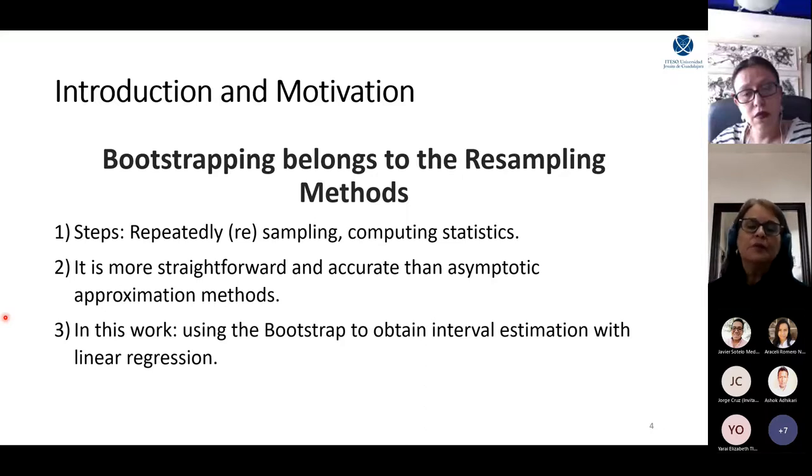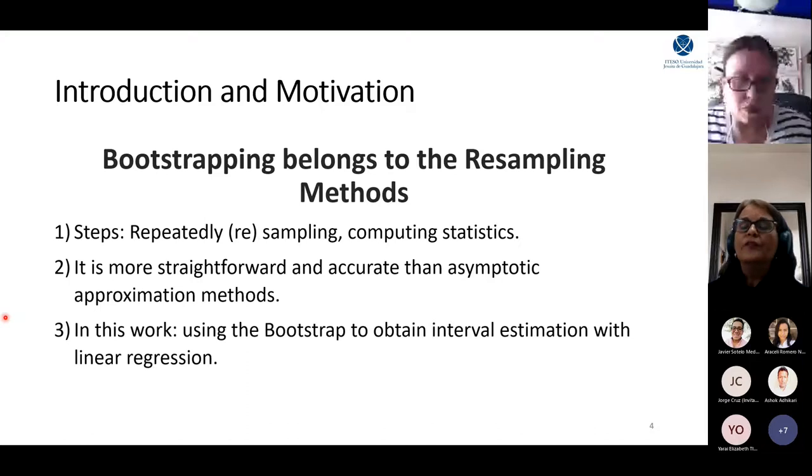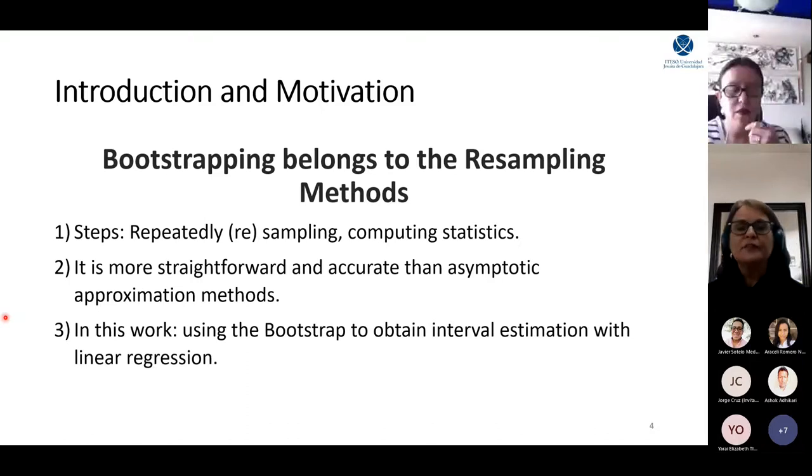We can also compute the summary statistics of the bootstrap samples, such as percentile confidence intervals. The resampling methods are often more straightforward and accurate than the asymptotic approximation methods and require fewer assumptions. In this work, we use the bootstrap to obtain accurate estimates, like interval estimations with linear regression.